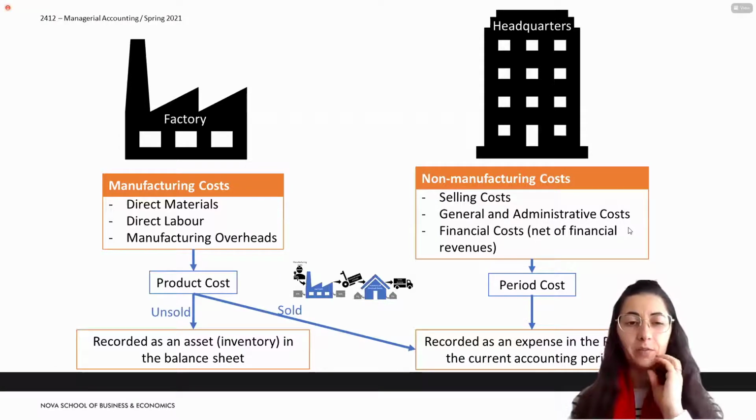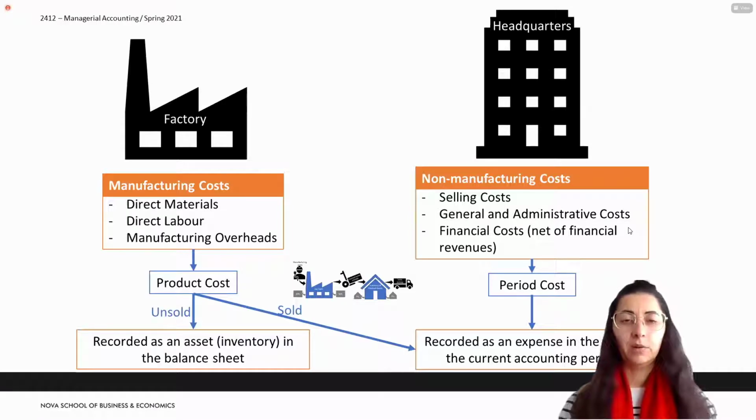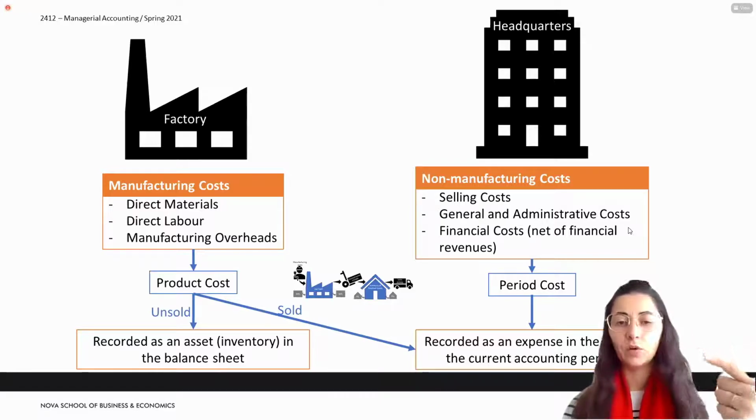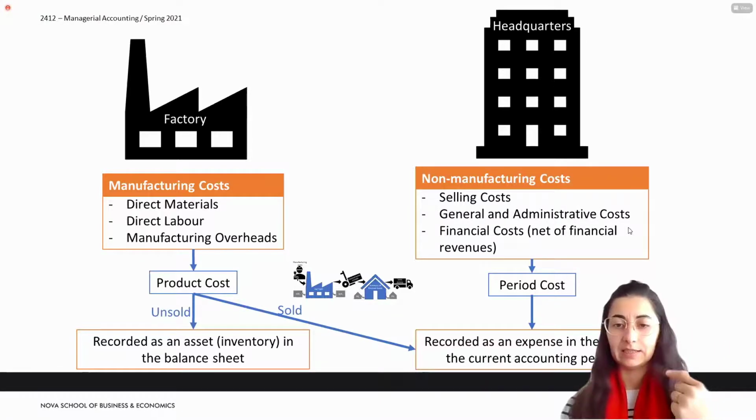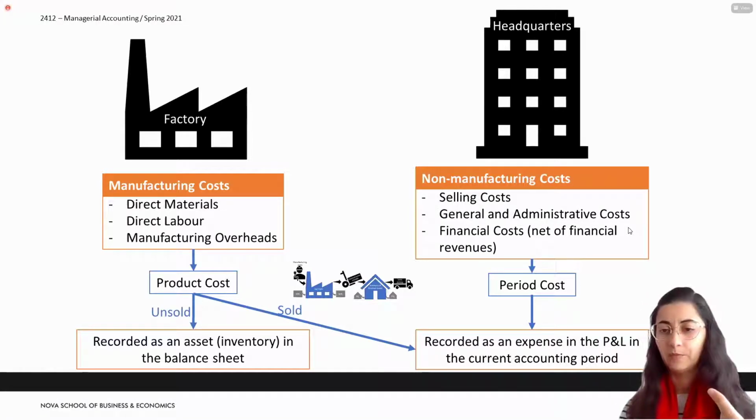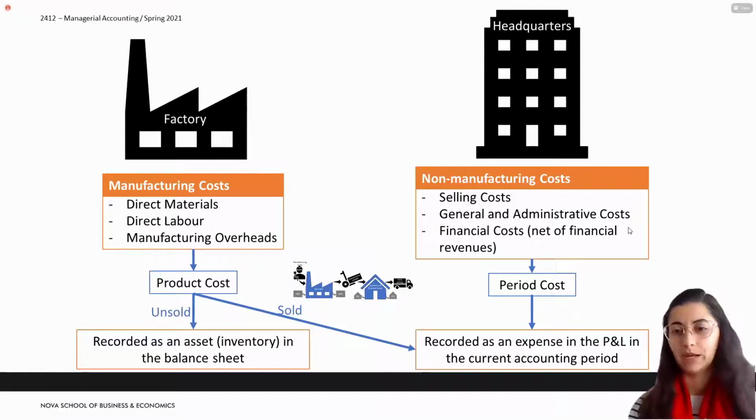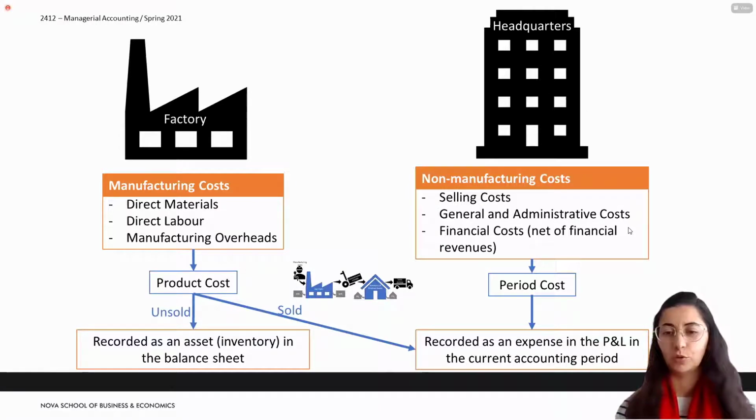So the product costs, before they are sold, stay in inventory and they are recorded as an asset in the inventory balance sheet. Only when they are sold, they will be considered as an expense during the period. Okay, and it goes to the P&L as cost of goods sold.